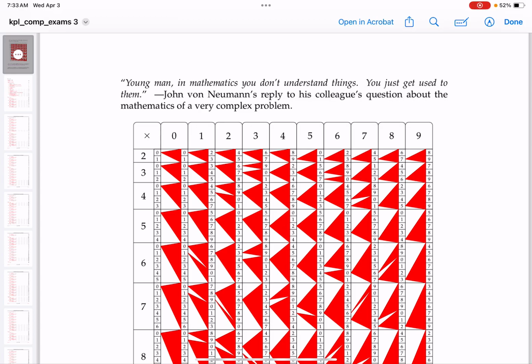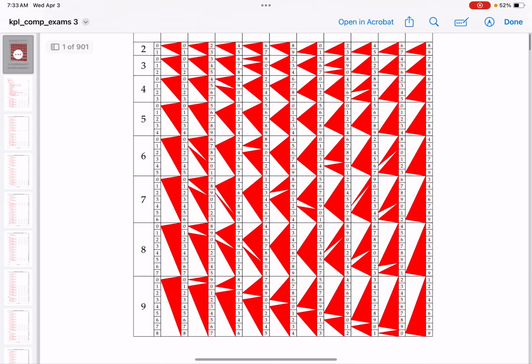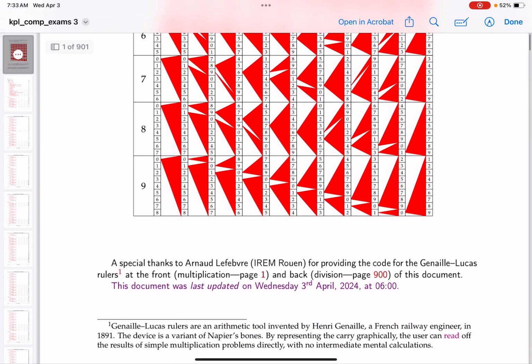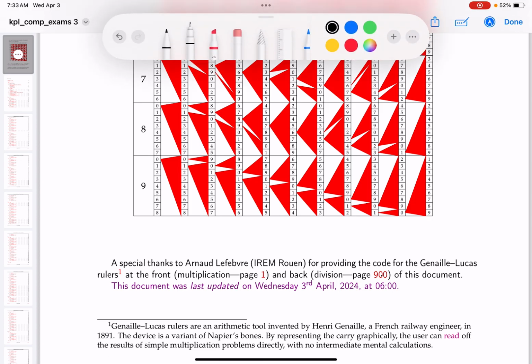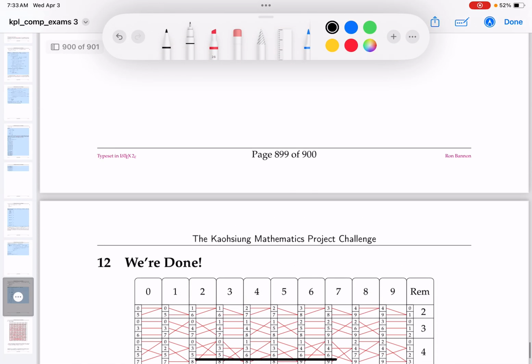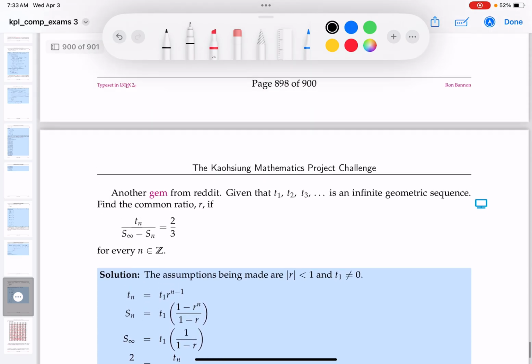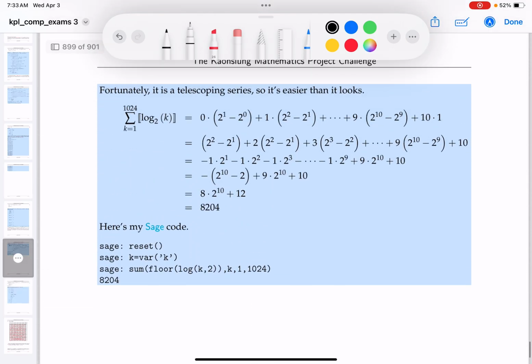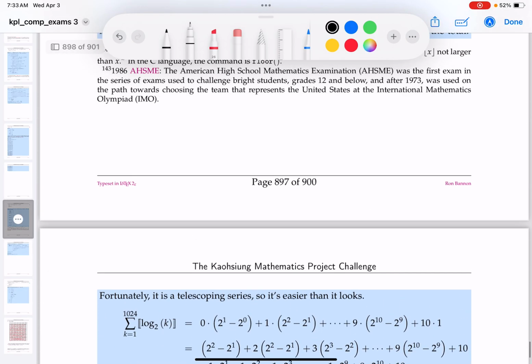Okay, if you have the complete document, you'll notice it's pretty long, by the way. Right now it says 900 pages. Document last updated the 3rd of April, 2024. I'm going to go to the last page and scroll over here. I want to do a problem I haven't done yet at the whiteboard, and it's this one over here.